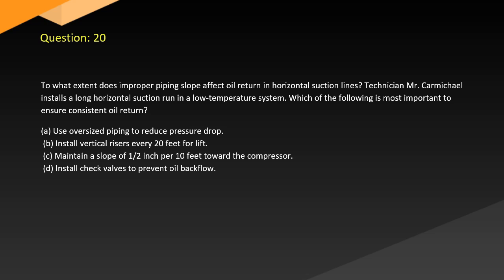Question 20. To what extent does improper piping slope affect oil return in horizontal suction lines? Technician Carmichael installs a long horizontal suction run in a low-temperature system. Which of the following is most important to ensure consistent oil return? A. Use oversized piping to reduce pressure drop. B. Install vertical risers every 20 feet for lift. C. Maintain a slope of 1/2 inch per 10 feet toward the compressor. D. Install check valves to prevent oil backflow.